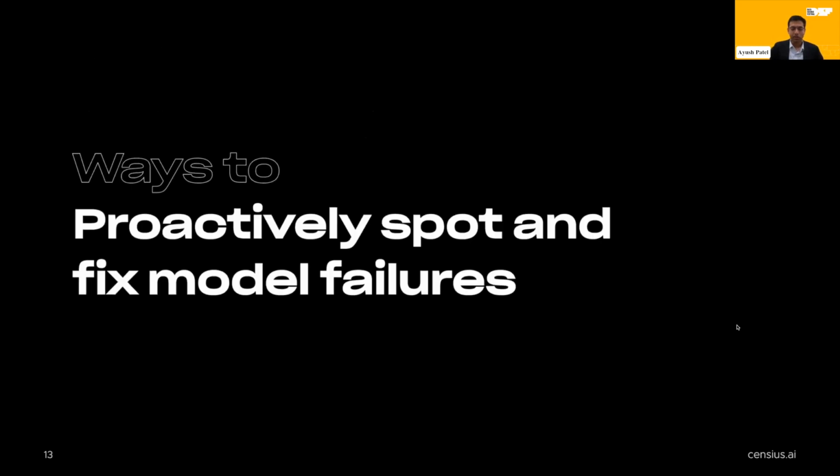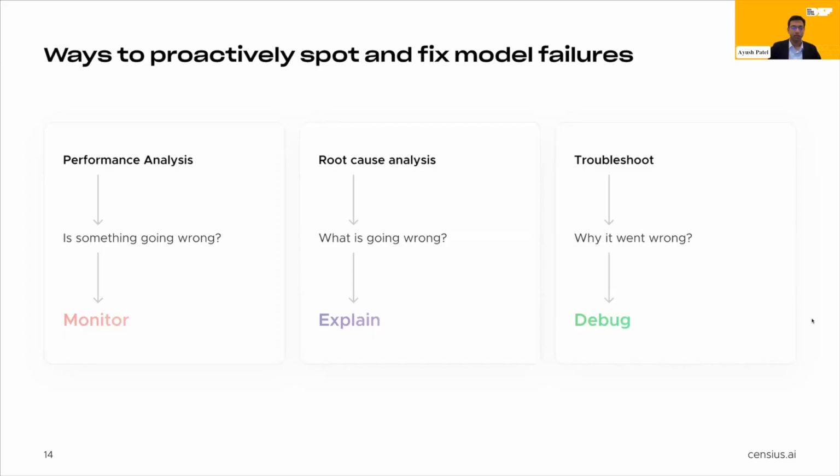So let's look at some ways to proactively spot and fix model failures. On a broader level, three things, right? A, performance analysis. Is something going wrong? Do we know that? Can we predict it before it actually occurs? Let's do monitoring for it. B, root cause analysis. What is going wrong, and explaining it.